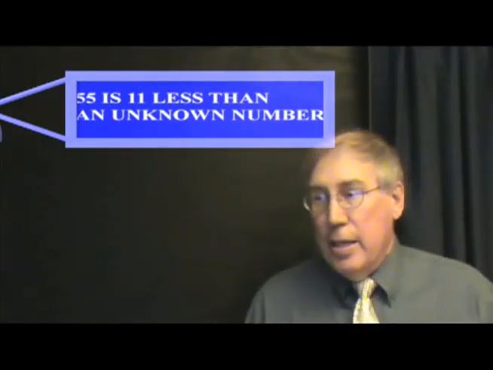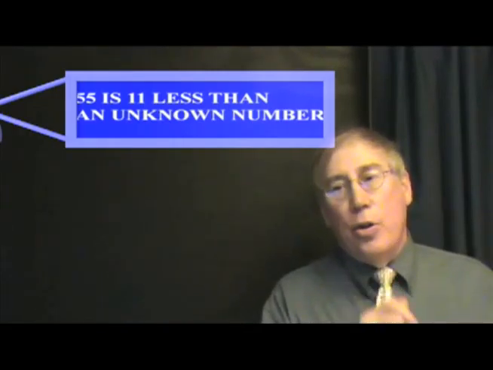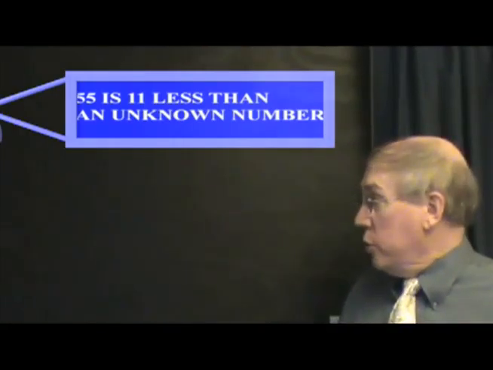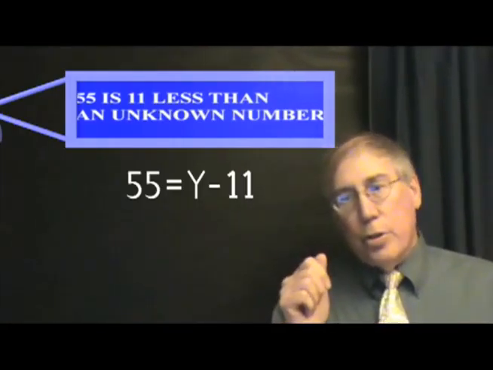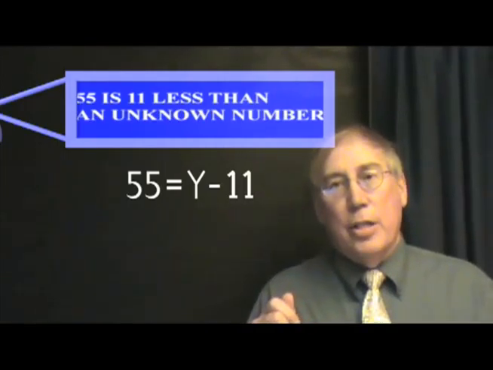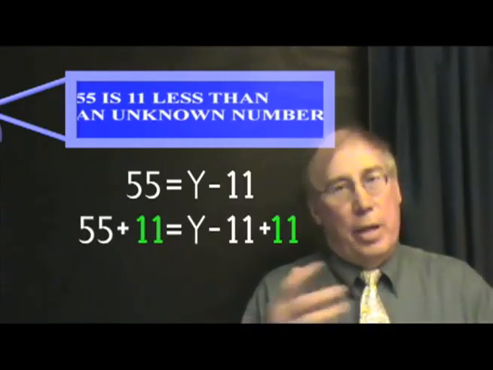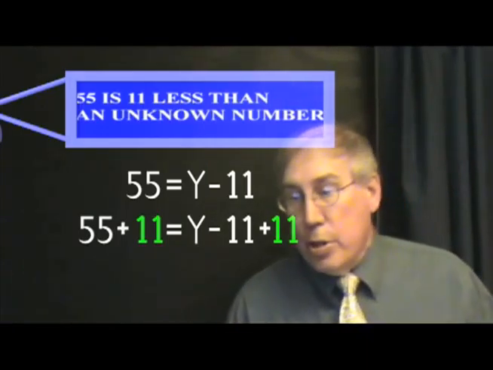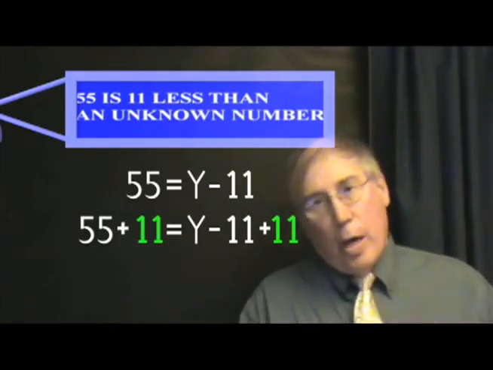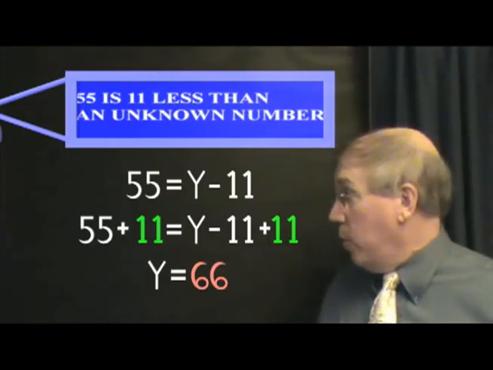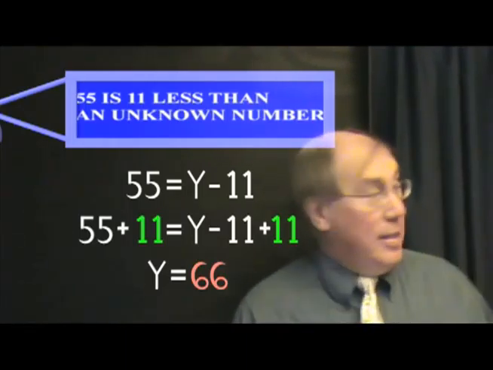"55 is 11 less than an unknown number." So we start out 55 equals y minus 11. Now we can work this, add 11 to both sides. We're going to get y on one side by itself, so we get y equals 66.